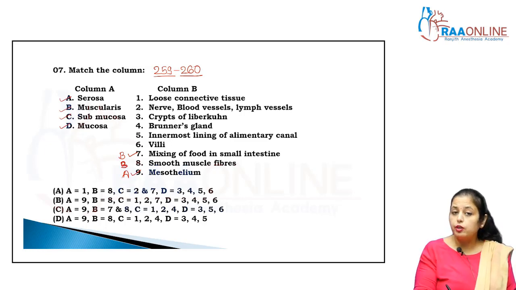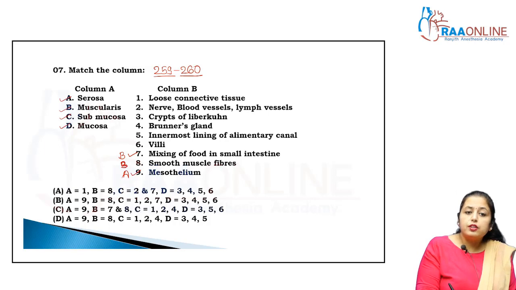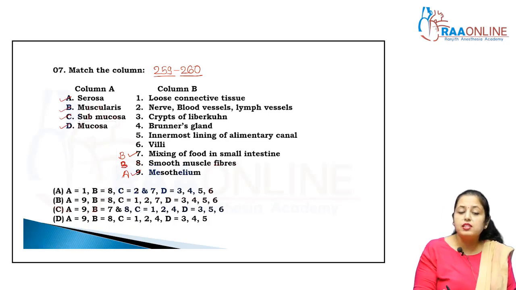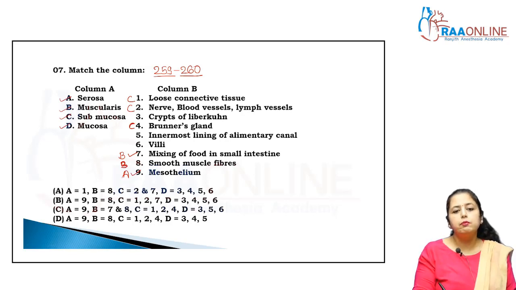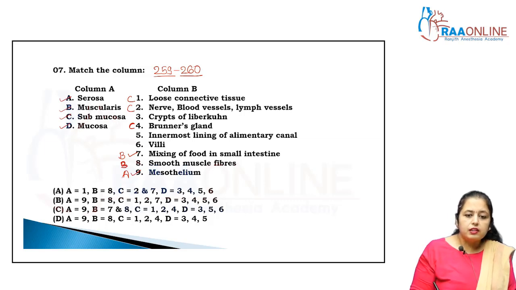Submucosa consists of, according to NCERT, it is clearly mentioned in NCERT that submucosa consists of loose connective tissue, some blood vessels, nerve vessels, right, and lymph vessels. And we know that duodenal glands are also present in the submucosal layer. That is talking about the Brunner's gland, right? So now C is related to the loose connective tissue, C is related with the nerve, blood vessels and the lymph vessels, and that submucosa is also related with the Brunner's gland, right? Submucosa is also related with that Brunner's gland. So that is right. Now comes the mucosa.